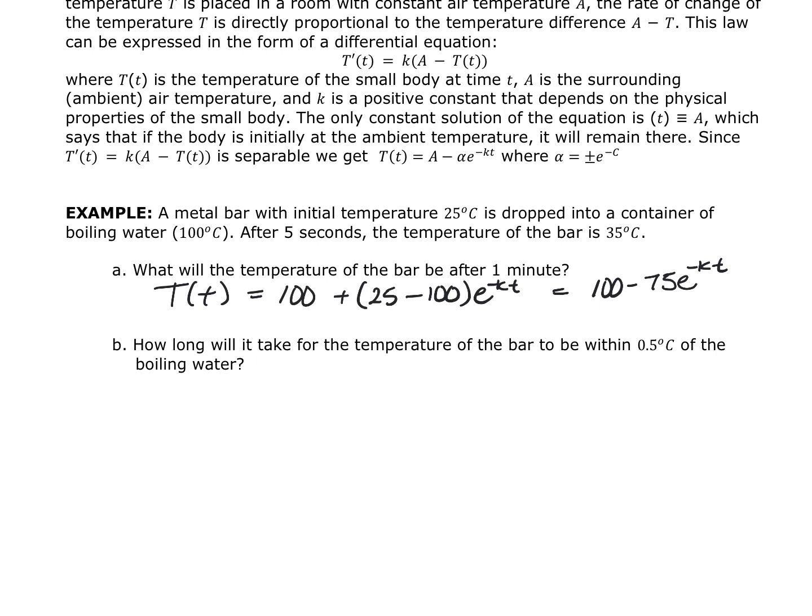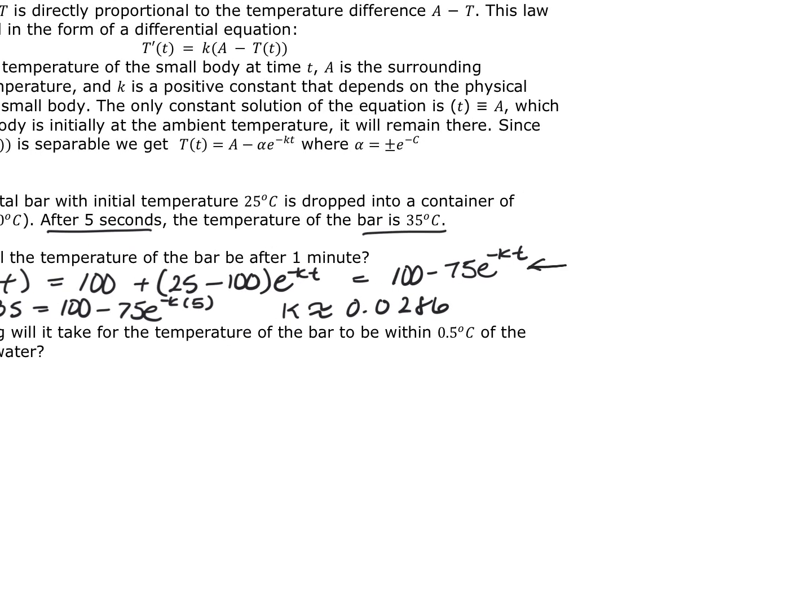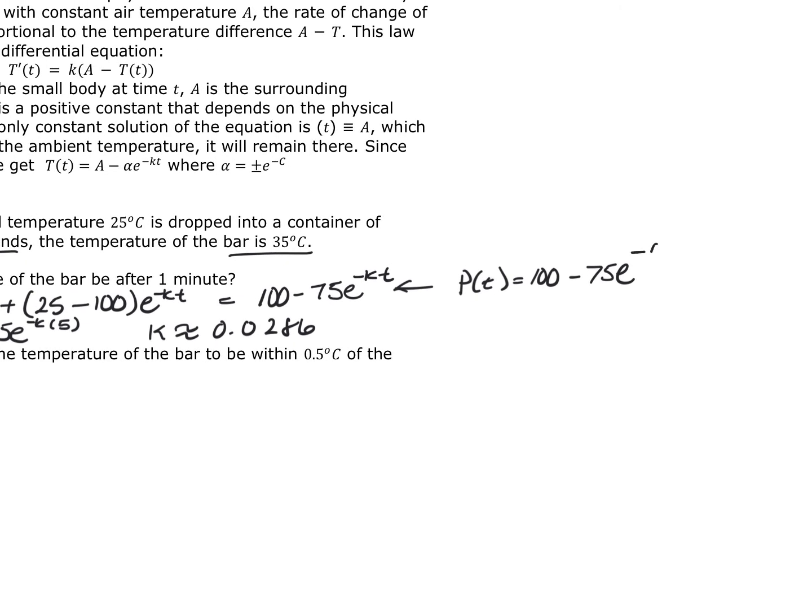Now we need to figure out what that constant K is, in other words, the rate of cooling. We know that after 5 seconds the temperature is 35, so we can put that in there. So 35 is equal to 100 minus 75 e raised to the negative K times 5. Solving for K, I'm going to get K is approximately equal to 0.0286. And so after 1 minute, well, now we have our formula. T of T is equal to 100 minus 75 e raised to the negative 0.0286 T. I'm going to put in 1 minute, and after 1 minute, we have approximately 86.53 degrees Celsius.